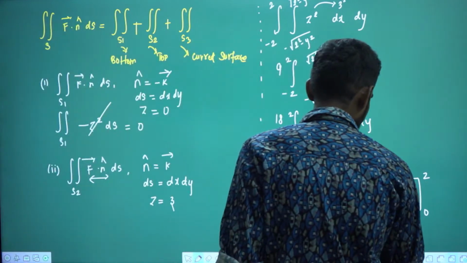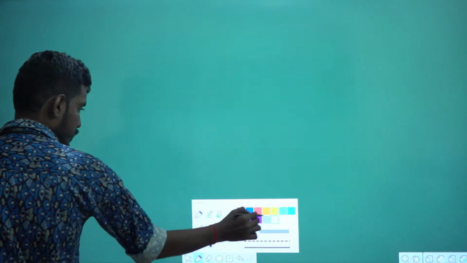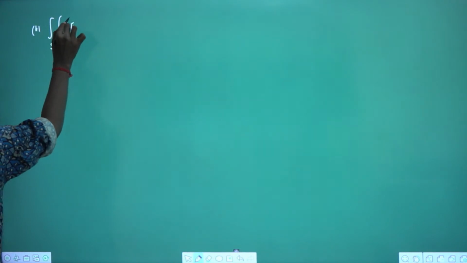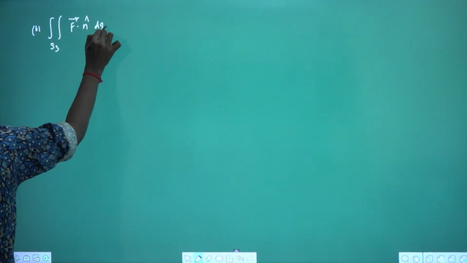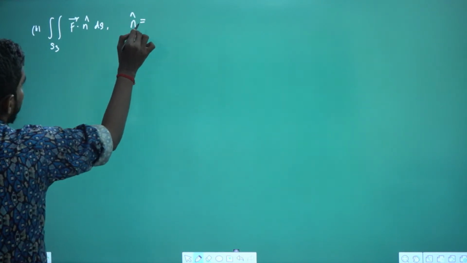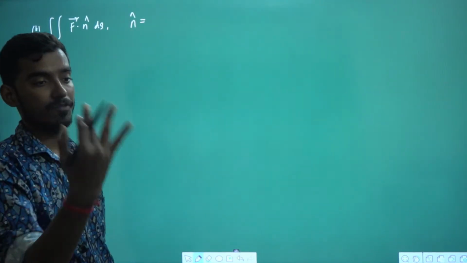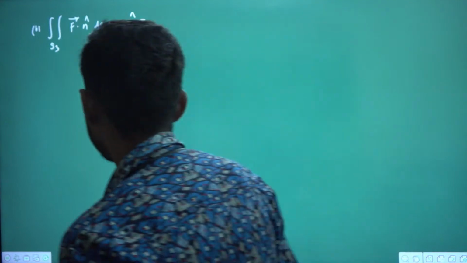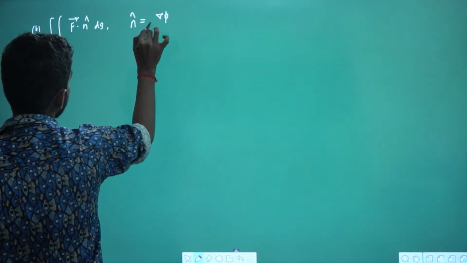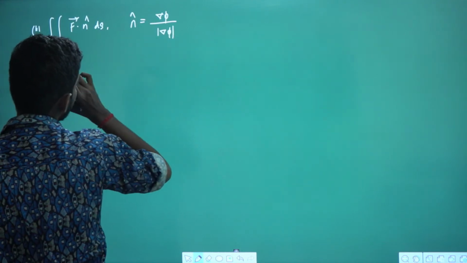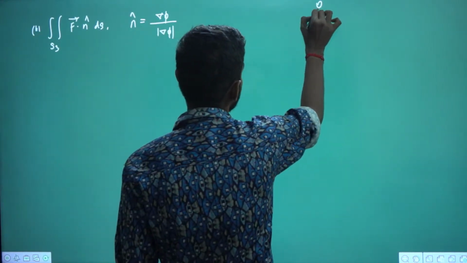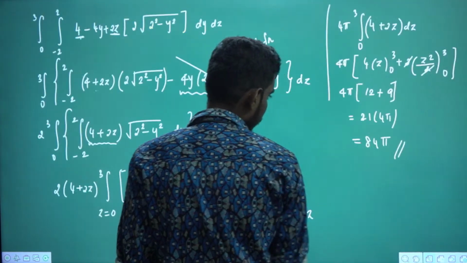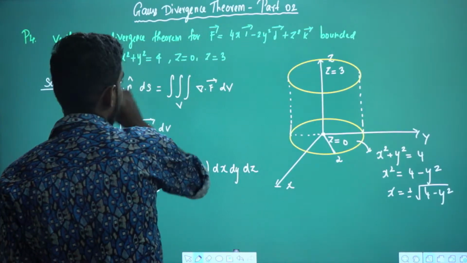So yes, we will find the curved surface now. Double integral over S3 f vector dot n cap ds. Now you need to find n cap. See here, the curved surface, I have already said, for the curved surface, your n cap will be del phi by mod del phi, where phi is the surface. So what is phi here? Phi is the surface x square plus y square minus 4 is equal to 0.